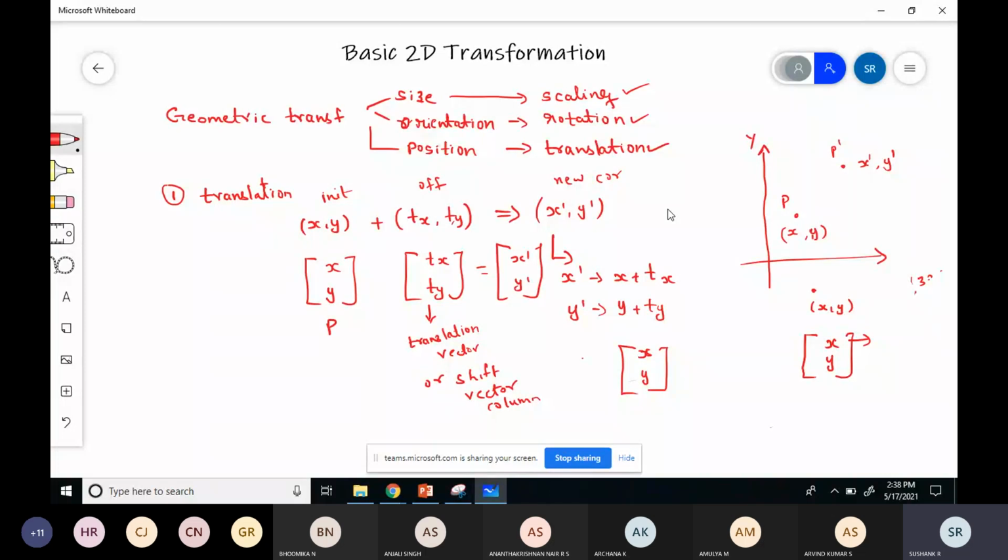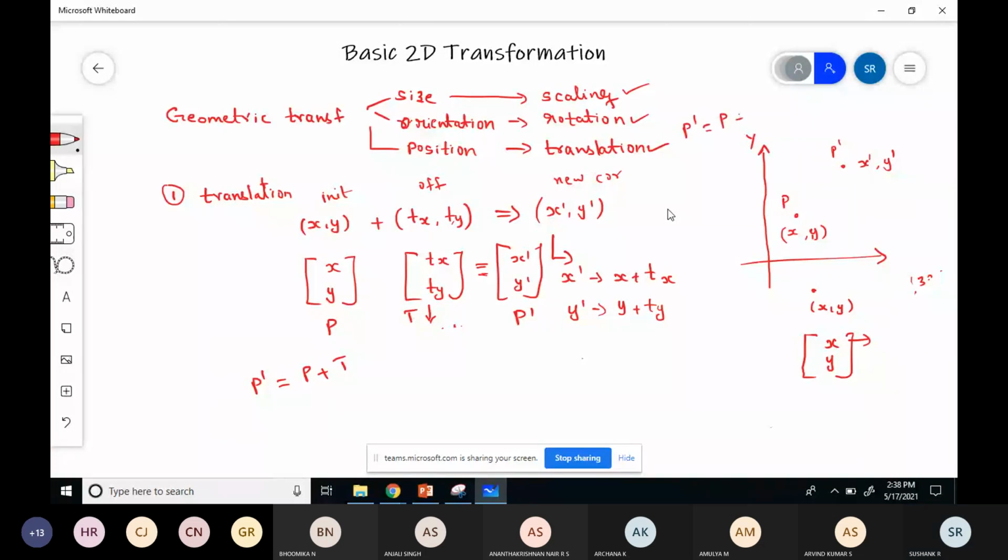So if I take this as p, this as t, the translation, and this as p dash, we know that p dash is equal to p plus t, meaning I'm able to get the new position by the addition of the translation vector or shift vector column to the initial matrices. So for this translation, the equation will be p dash is equal to p plus t.